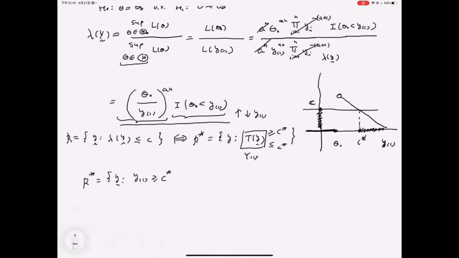But in the meantime, don't forget about this region right here, also smaller than C. So you do have y1 smaller than or equal to theta 0. Both regions give the equivalent region of lambda y smaller than C. Making sense?